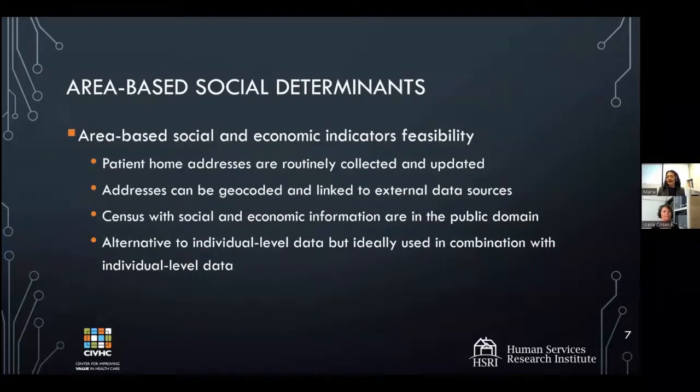One commonly used alternative to display socioeconomic measures has been to use area-based information. Area-based information is feasible because we can use patient home addresses that are routinely collected and updated in administration. And these addresses can be geocoded and linked to external data sources like census data that is publicly available. It is important to remark that this is an alternative to individual-level data, but never a substitution. And ideally, we will have both.